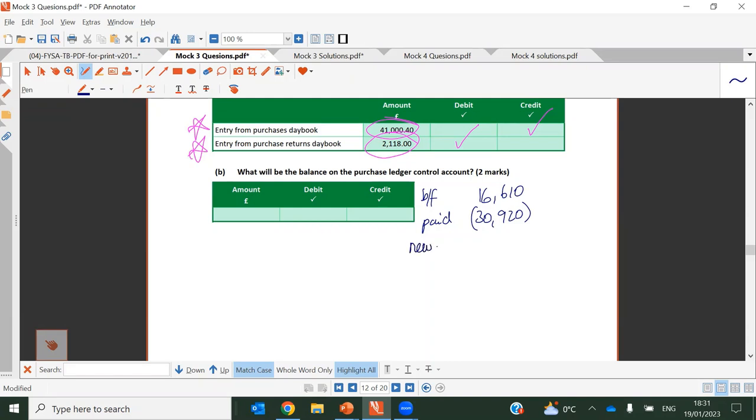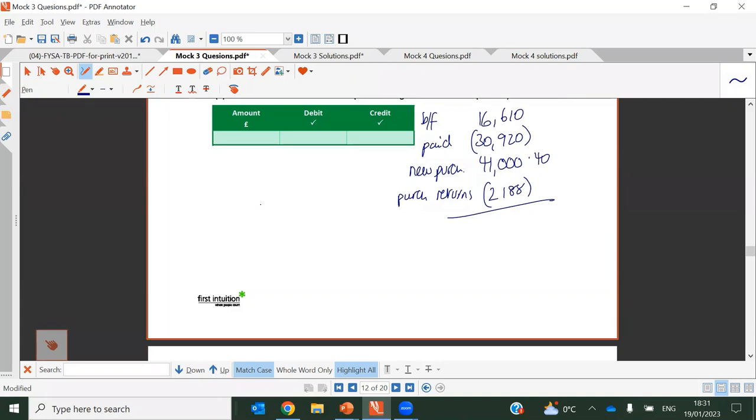We had new purchases that we saw showing in the purchase day book of £41,040, so we'll add that to the balance. But we had those purchase returns of £2,188, which we'll be able to deduct. Now, mathematically, if you were to run that down, you would come to £24,572.40. So in terms of the amount, £24,572.40. Is that a debit or a credit?